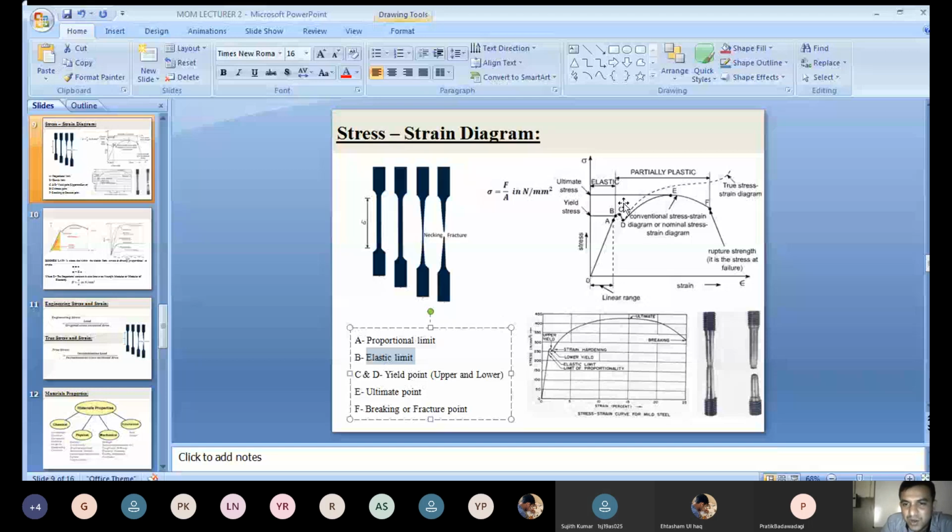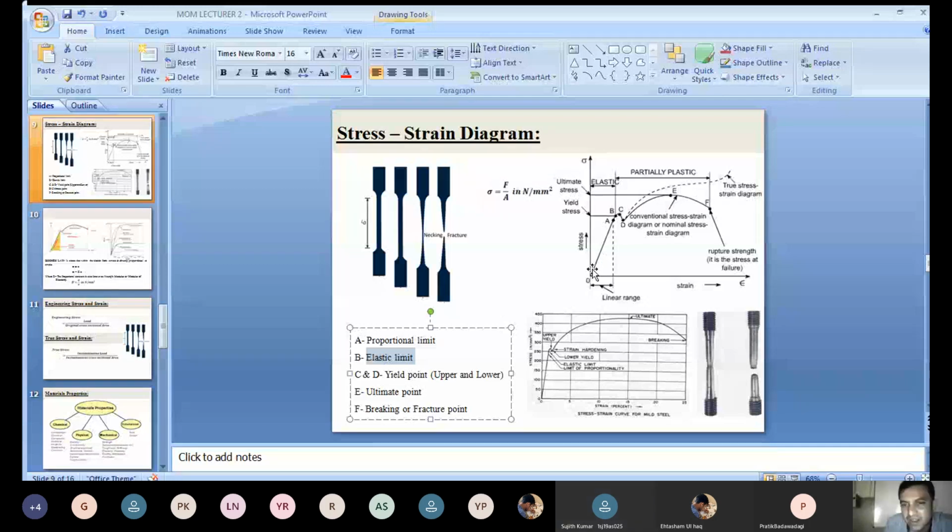Again, if you increase the load from B to C, you can see that it is a curve, not a straight line. Yielding means strain is more, but stress is less. Permanent deformation occurs here. If you remove the load from point C, it will not come back to 0. It will come back along a straight line parallel to the OA line. That is called the permanent strain that occurred here.